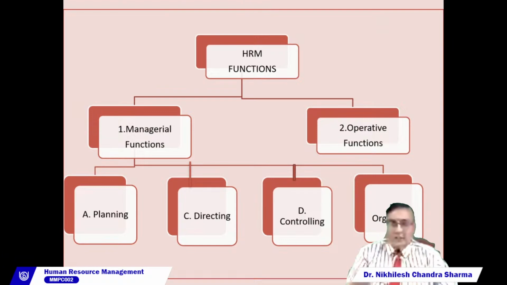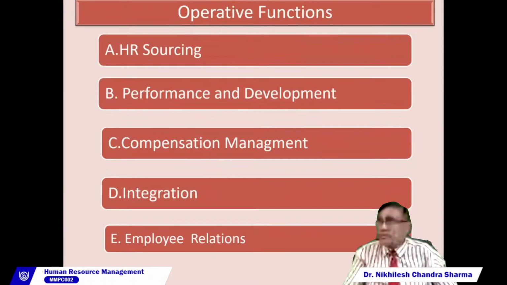Then the operative functions, that is another part and another segment, which is very important, known as the operative functions. So clearly indicated here, the managerial as well as the operative functions. Then what are the operative functions? Operative functions are the part of the HR, sourcing. Performance and development is the part of the operations. Compensation management is very important and significant in the present scenario. What types of compensation are there, and how we can manage the compensation system in any organization.